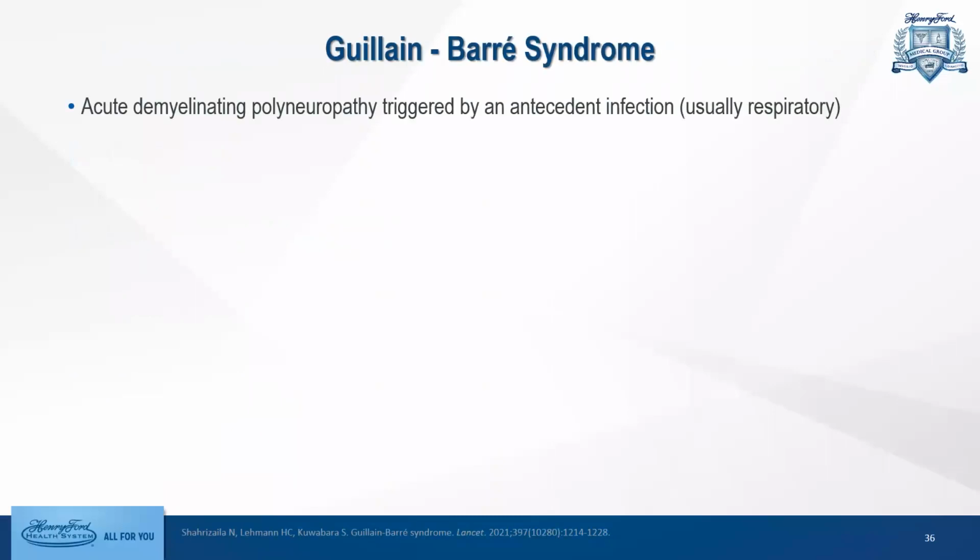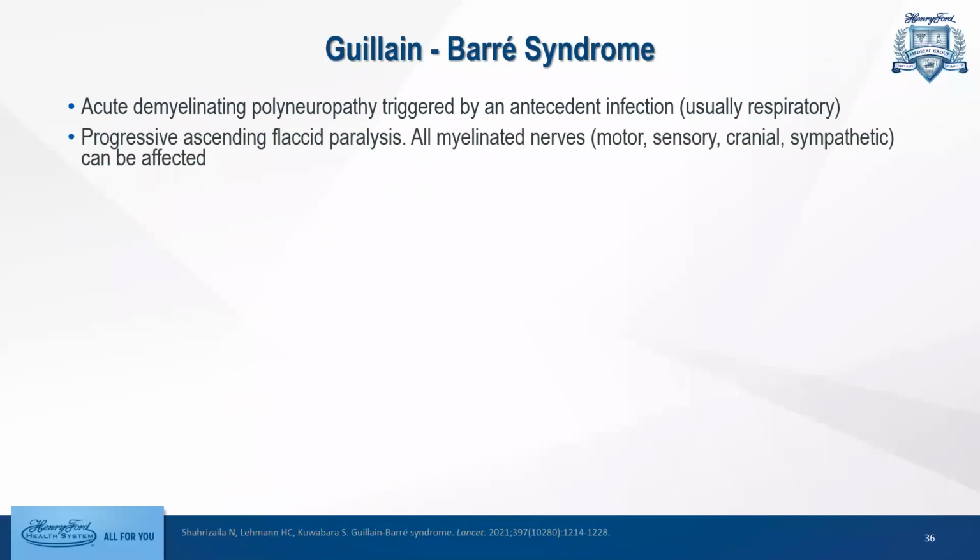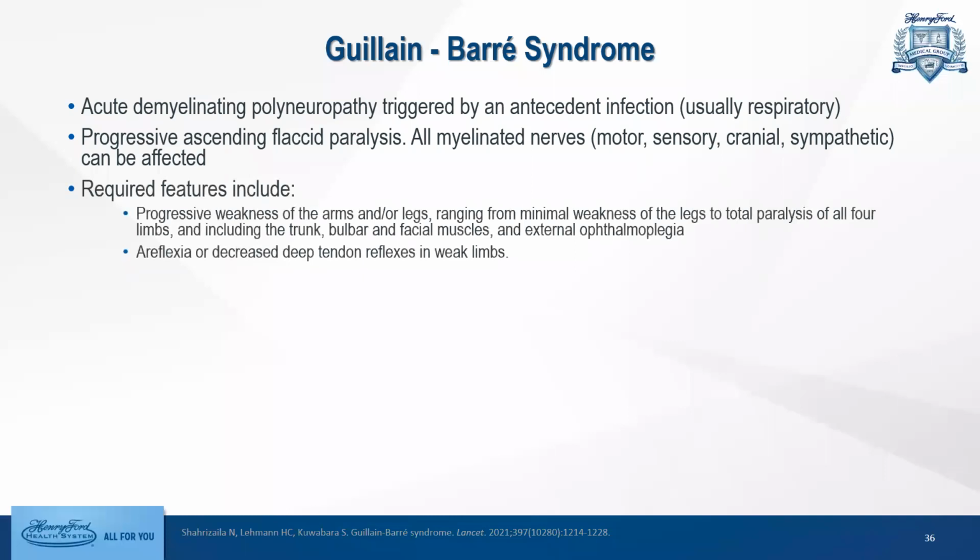So Guillain-Barré is an acute demyelinating polyneuropathy. It's usually triggered by infection, sometimes respiratory, and there are reports of COVID-19 causing Guillain-Barré. Progressive ascending flaccid paralysis, usually all myelinated nerves, motor, sensory, cranial, sympathetic, everything can be affected. I'm going to talk a little bit more about this, because you can have somebody like that in the ICU, and one of my patients earlier this year got admitted with Guillain-Barré.